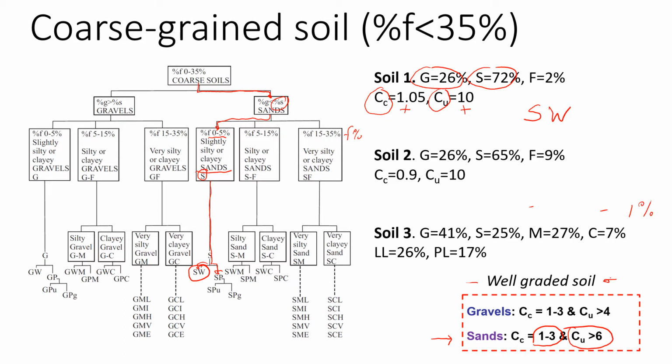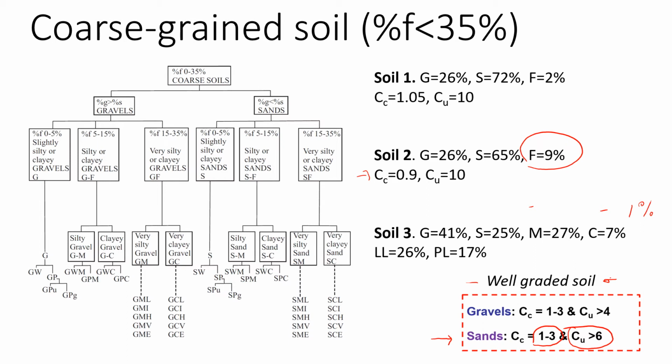Okay, now let's move forward and look at soil number 2. This soil number 2 is actually similar in terms of the amount of gravel and sand, but you will notice that it has a little bit more fines. So it has 9% of fines. And it has a slightly different coefficient of curvature and the same coefficient of uniformity compared to soil number 1.